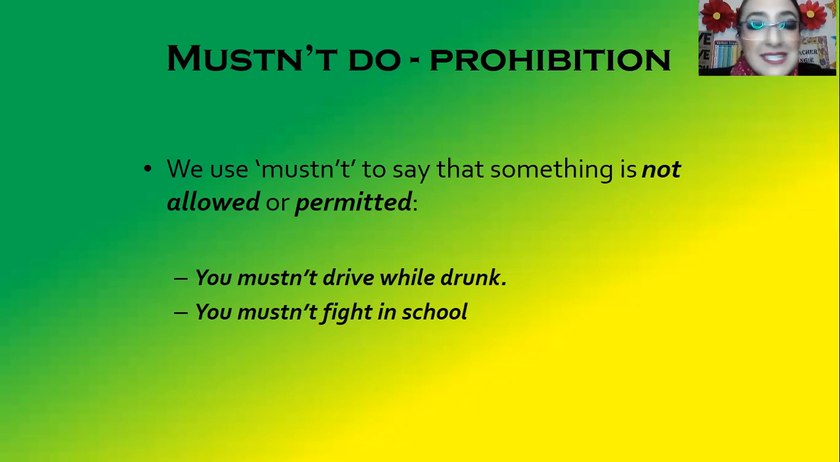We use mustn't to say that something is not allowed or permitted. You mustn't drive while drunk. You mustn't fight in school. No debes manejar mientras estés tomado o borracho, ¿no? You mustn't fight in school. No debes pelear en la escuela. No debes pelear. Está prohibido.